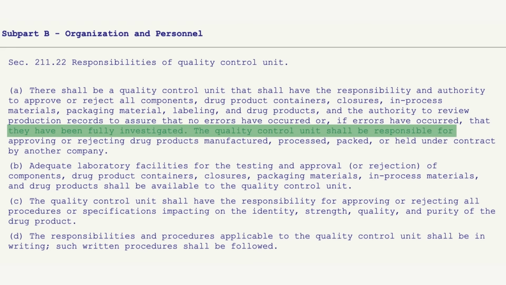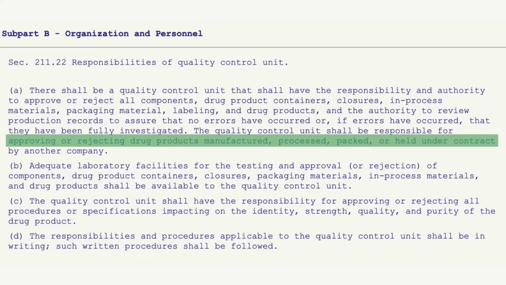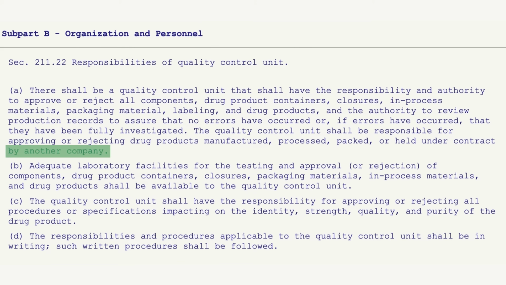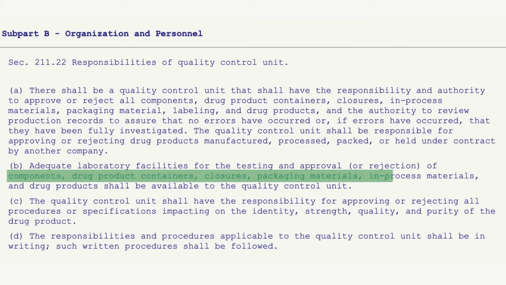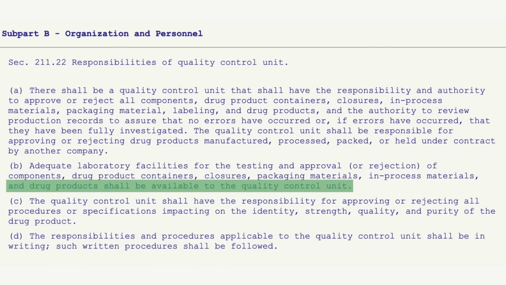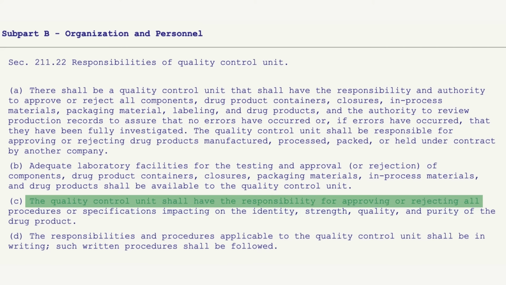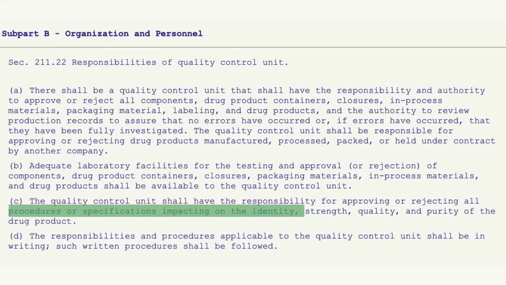The quality control unit shall be responsible for approving or rejecting drug products manufactured, processed, packed, or held under contract by another company. Adequate laboratory facilities for the testing and approval or rejection of components, drug product containers, closures, packaging materials, and processed materials and drug products shall be available to the quality control unit. The quality control unit shall have the responsibility for approving or rejecting all procedures or specifications impacting on the identity, strength, quality, and purity of the drug product. Every manufacturer will have to have a quality control unit that has these responsibilities.